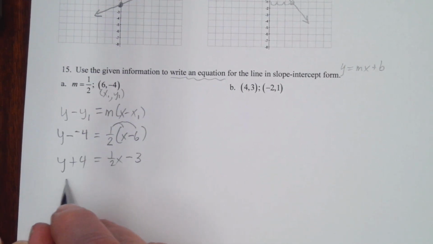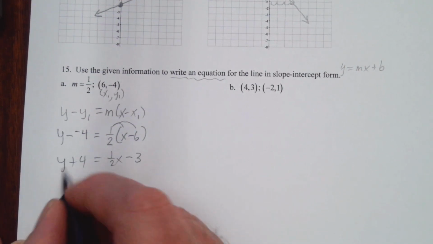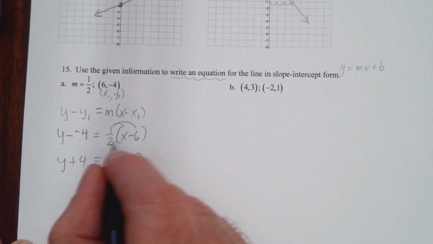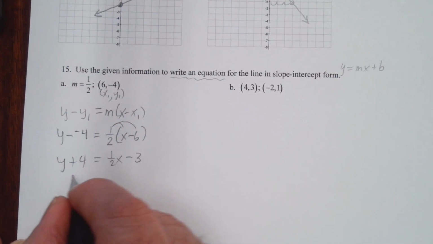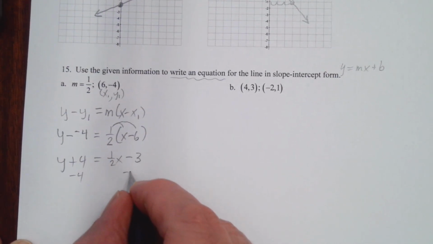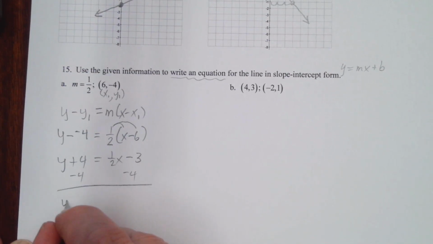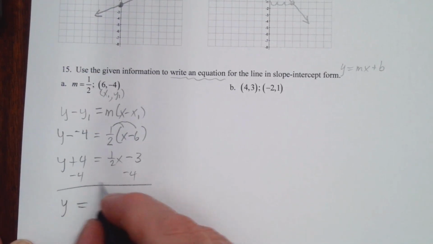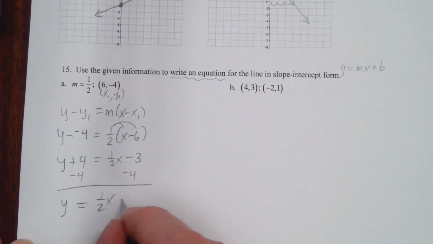So now we need to solve this for y. We're not quite done. We distributed to get rid of this parenthesis, but we need to get rid of the 4 here to get y by itself. We get y equals 1/2 x minus 7.